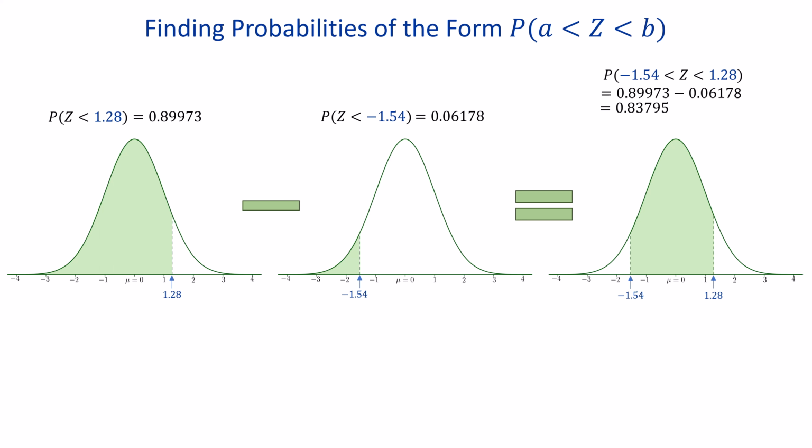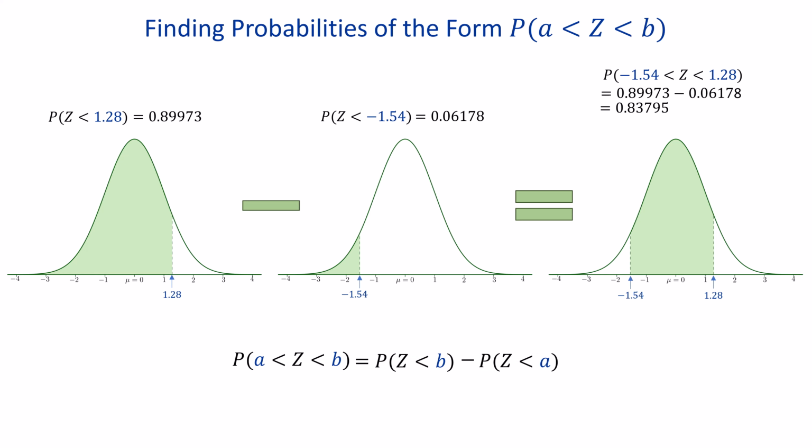0.83795. In general, to find the probability that z is between a and b, we first find the probability that z is less than b, and then subtract the probability that z is less than a. And this is the formula that we use to compute this type of probability.